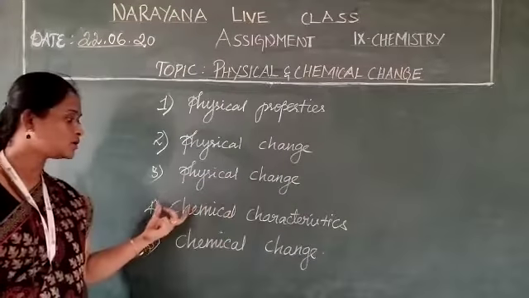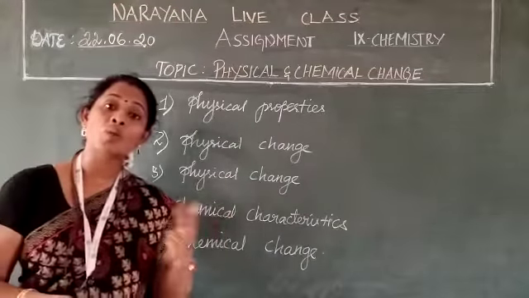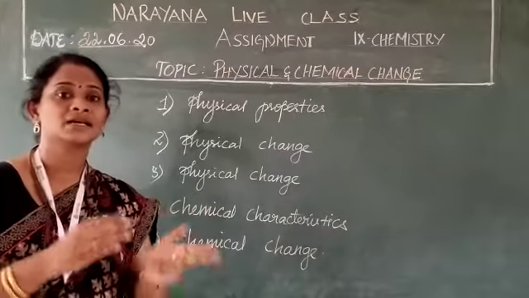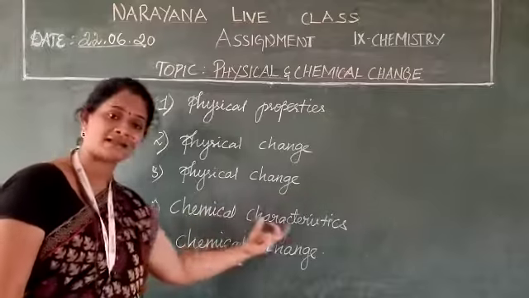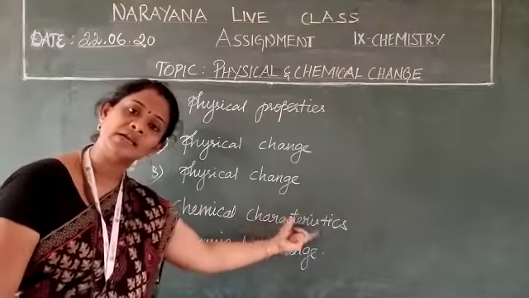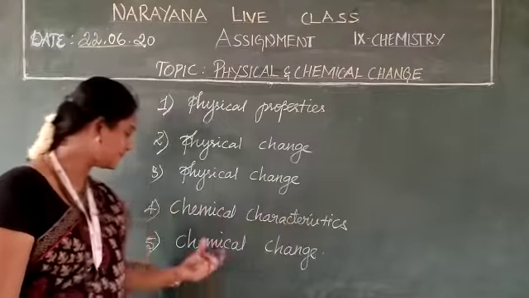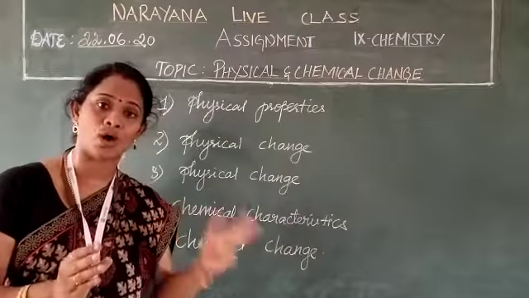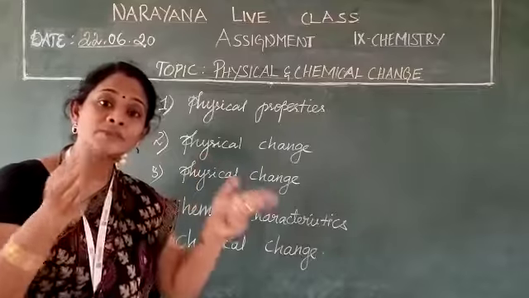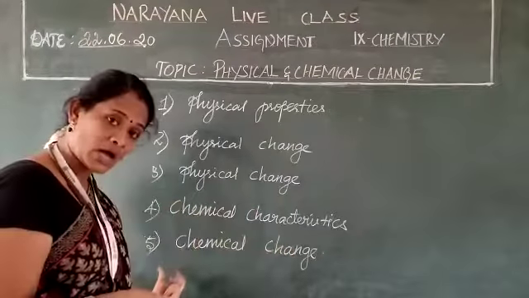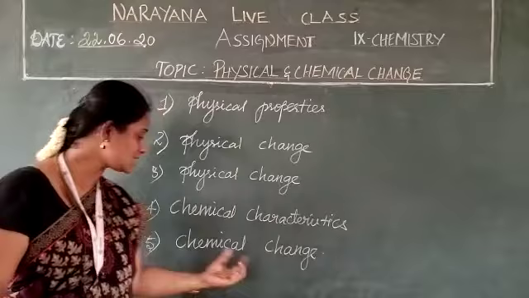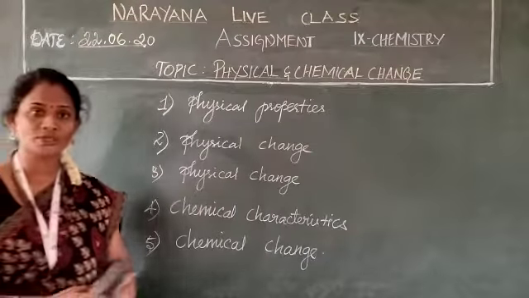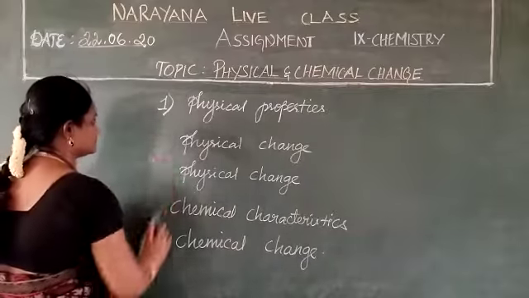Is it clear? What is the fourth one? Both water and cooking oil are liquid, but they have different chemical characteristics. Is it clear? Then the fifth one, while passing an electric current through water, the water breaks down into hydrogen and oxygen. That is a chemical change. Is it clear? Shall I move on to the next? Yes.